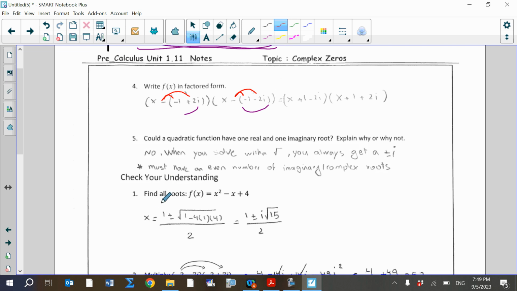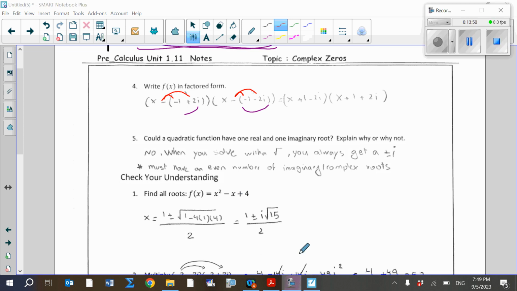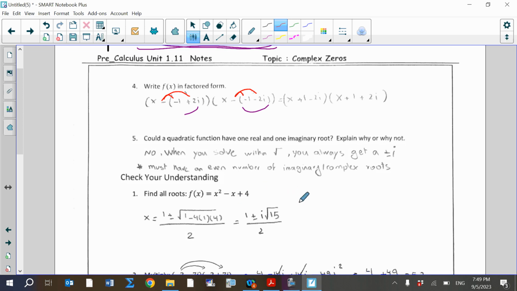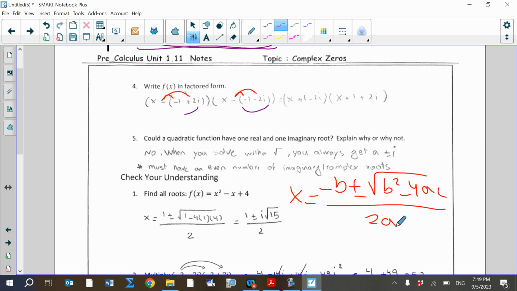Now, let's do one more example. We want to find all the roots of x squared minus x plus 4. Again, we're going to use the quadratic formula, which is x. I'm going to write that here for you. x equals negative b plus and minus the square root of b squared minus 4ac, divided by 2a. So here the a value is 1, b value is -1, and c is 4. So I'm going to plug them into the equation.